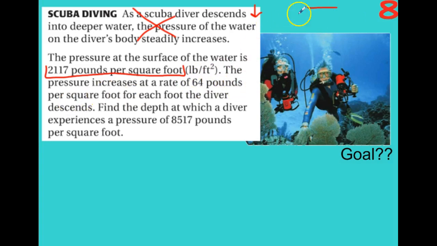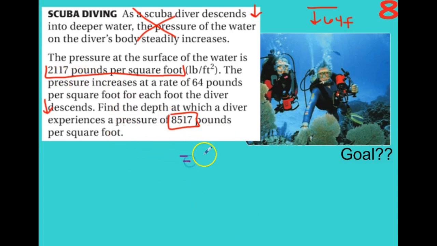The pressure increases at a rate of 64 pounds per square foot for each foot the diver descends or goes down. So 64 for each foot of water. Find the depth at which a diver experiences a pressure of 8,517 pounds per square foot. So let's write an equation.